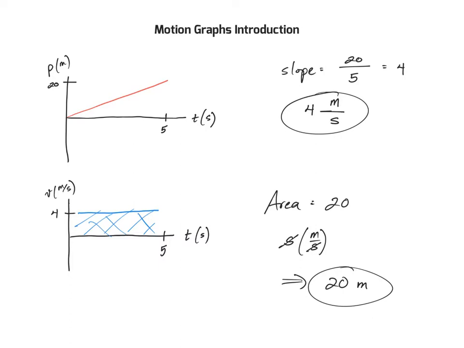What that 20 meters is telling me is what my displacement is. And that should make sense because take a look at my position versus time graph. My displacement there was 20 meters. So first step here with position versus time graphs and velocity versus time graphs, we can get the velocity from the slope of a position versus time graph, and we can get the displacement from the area of a velocity versus time graph.